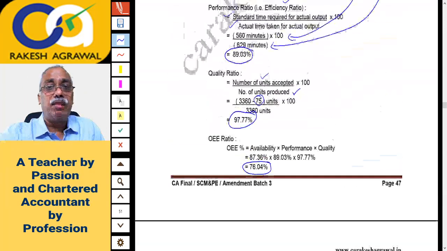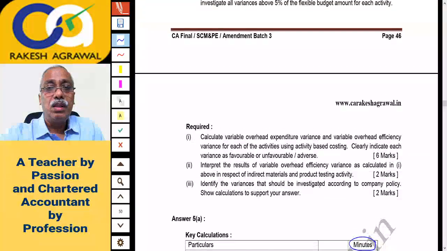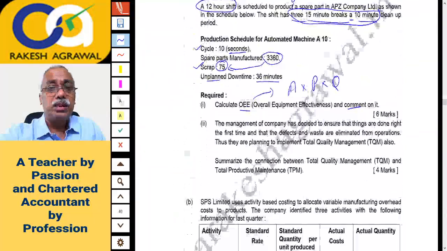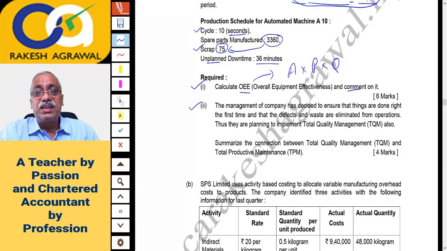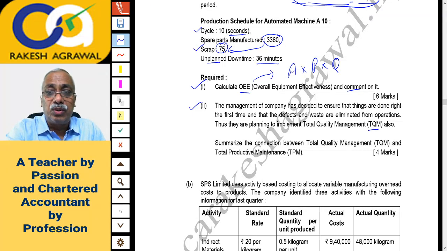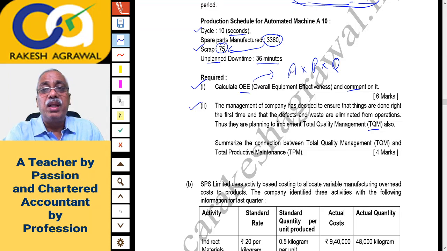Now what was the second question? Second part of the question is, we have done with this part. The management of company has decided to ensure that things are done right at the first time, and that the defects and waste are eliminated from operations. Thus, they are planning to implement total quality management also. It means they want to implement TQM in addition to TPM. Now summarize the connection between TQM and TPM.